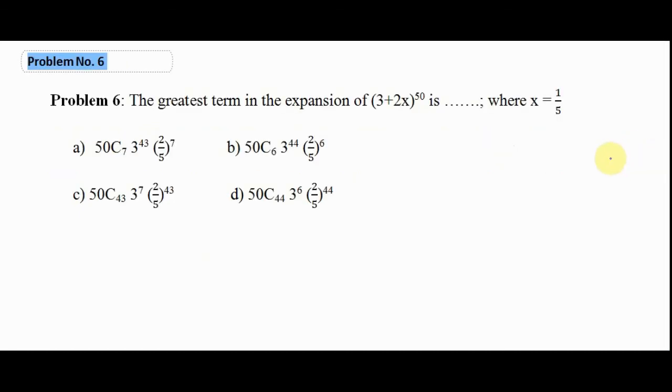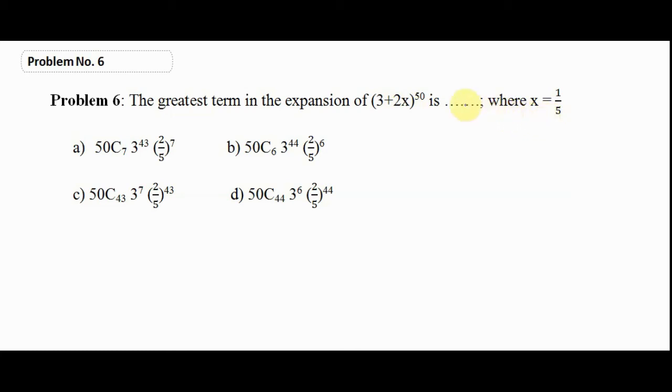That is problem number 6. The greatest term in the expansion of (3 plus 2x) whole raised to 50 is, where x is 1 by 5. We have to calculate the greatest term in the expansion of (3 plus 2x) whole raised to 50. And here the value of x is greater than 0. It is equal to 1 by 5, so it is greater than 0.